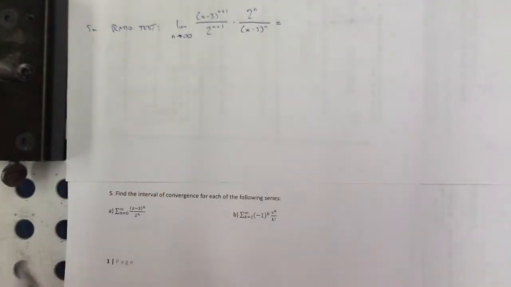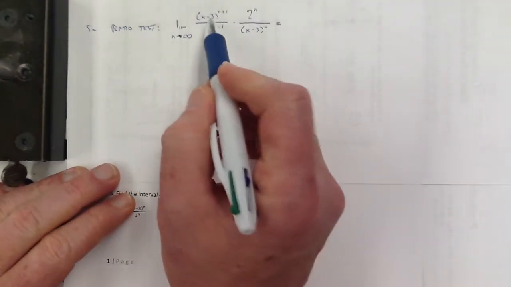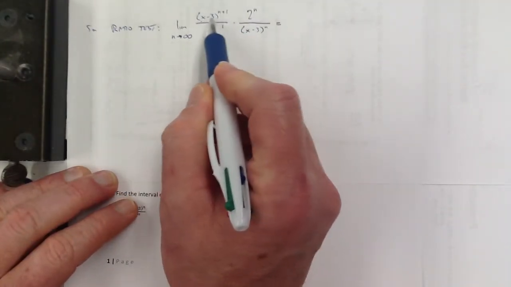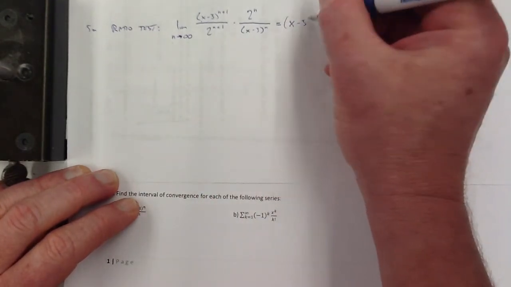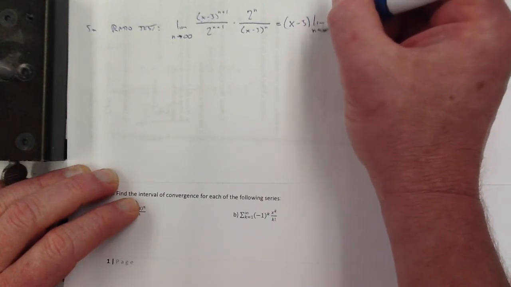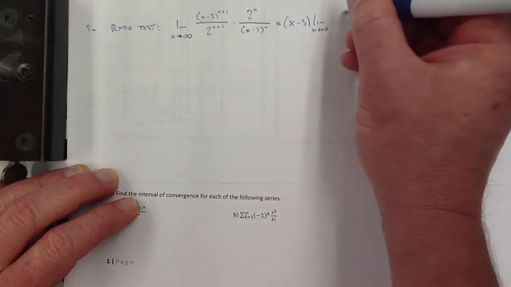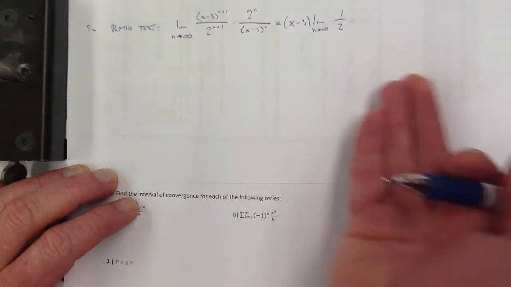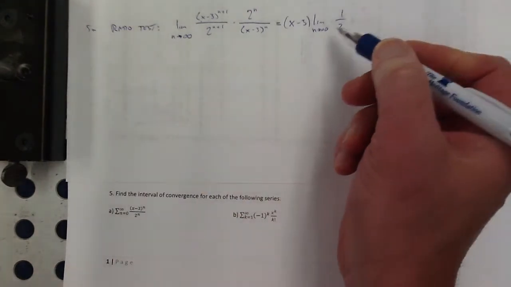Okay, now when I simplify this, n approaching infinity doesn't have anything to do with x's, so remember that x stuff can come to the outside. There's one more x minus 3 on the top than there is on the bottom. So x minus 3. And then on the inside I have the limit as n approaches infinity of 2 to the n over 2 to the n plus 1. That's 1 extra 2 on the bottom. And all the n's actually cancel out. So what's the limit as n approaches infinity of 1/2? It's just 1/2.